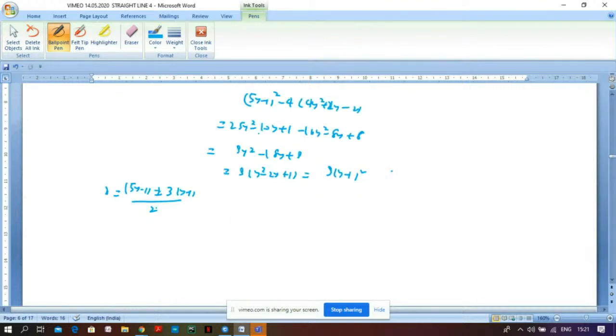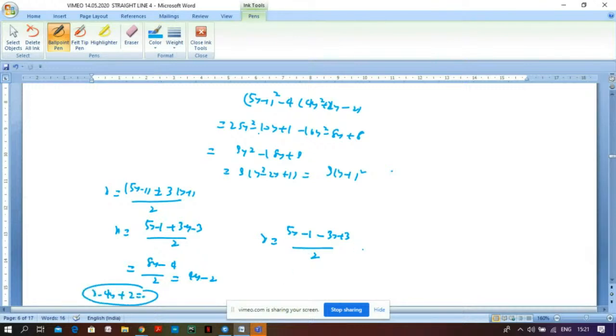I can take one plus sign, one minus sign. So x is 5y minus 1 plus 3y minus 3 over 2. And then I can take the negative sign, 5y minus 1 minus 3y plus 3 over 2. And so x equals, this is 5y plus 3y, that is 8y minus 4 over 2, that is 4y minus 2. So one line will be x minus 4y plus 2 is 0. And from here, it is 2y plus 2 over 2, so y plus 1. And so I can write x minus y minus 1 is 0.